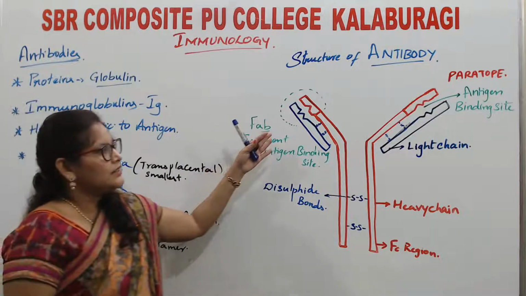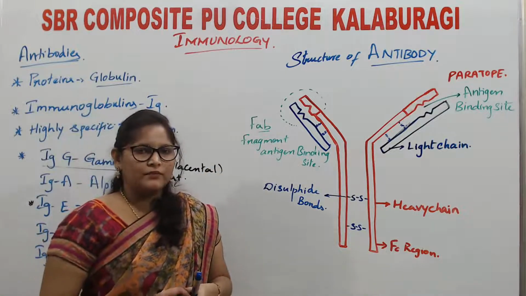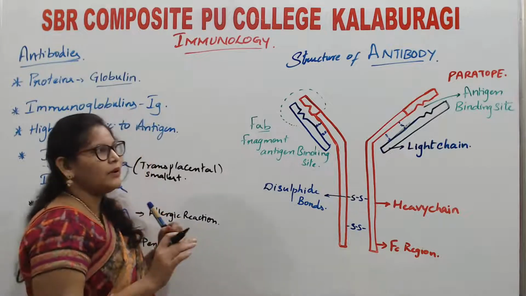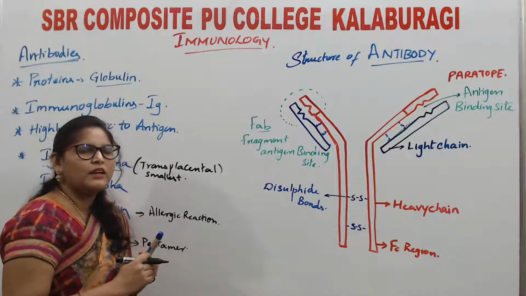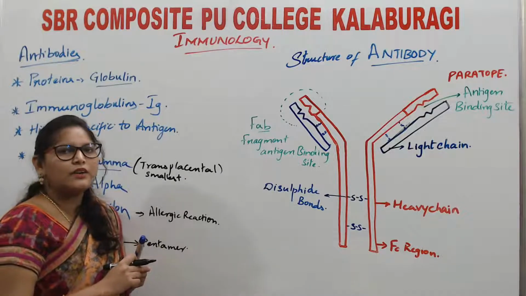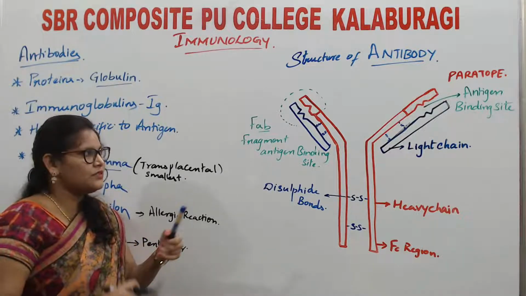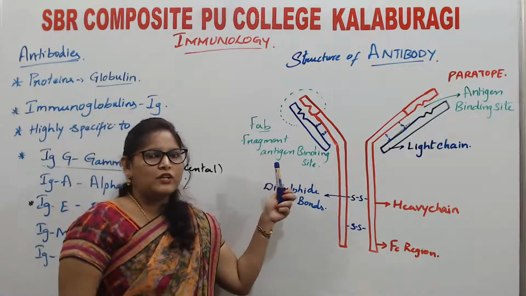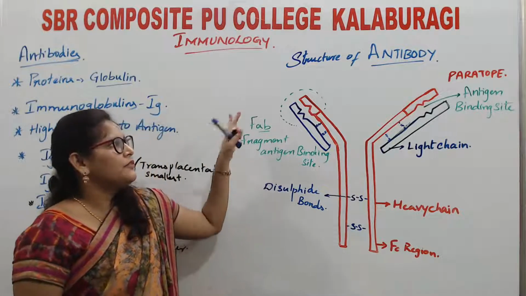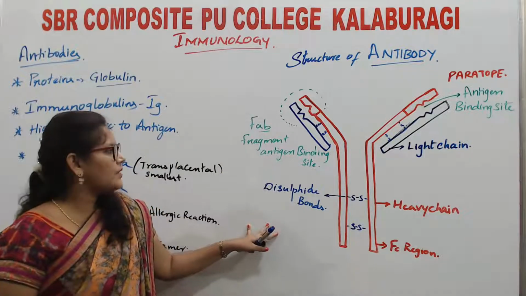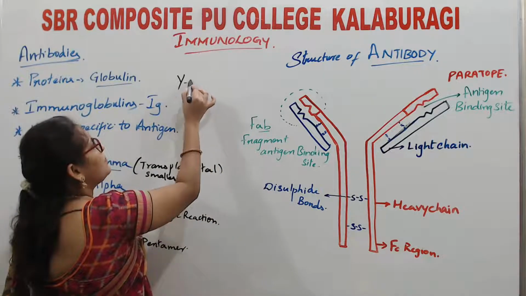Coming here, this is the structure of an antibody. If you remember who discovered antibodies, antibodies were identified by Emil von Behring. He is the father of immunology. We discussed this in yesterday's class, no? And if you see the structure of an antibody, an antibody is a Y-shaped structure.